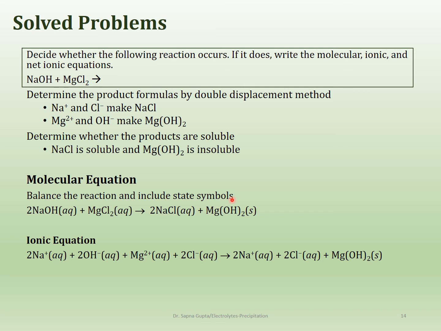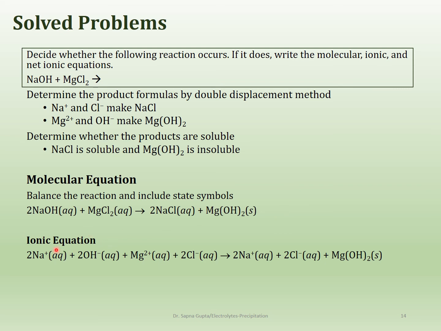Because you have to account for the fact that magnesium needs 2 hydroxide, you need to put 2 in front of NaOH. And then of course you had 2 chlorines that you started with over here with magnesium chloride, so you need to put 2 in front of sodium chloride, and now your equation is balanced. So the molecular equation is where you balance the equation out. Then you write your ionic equation.